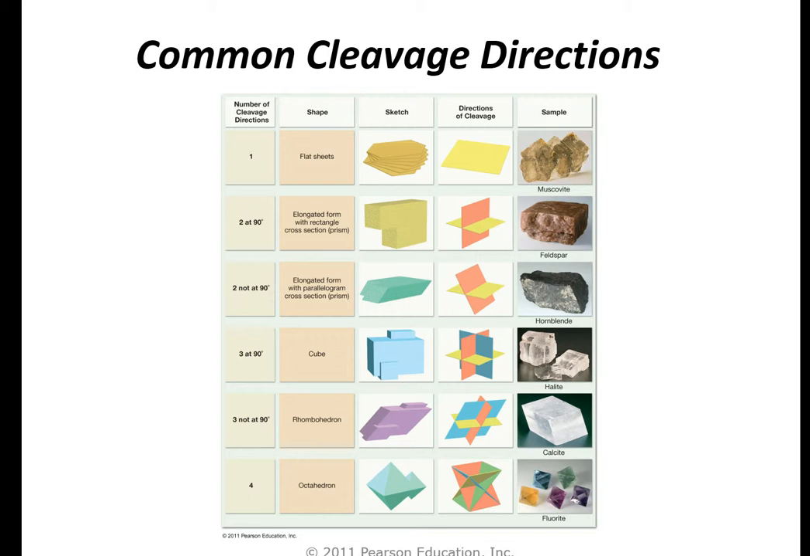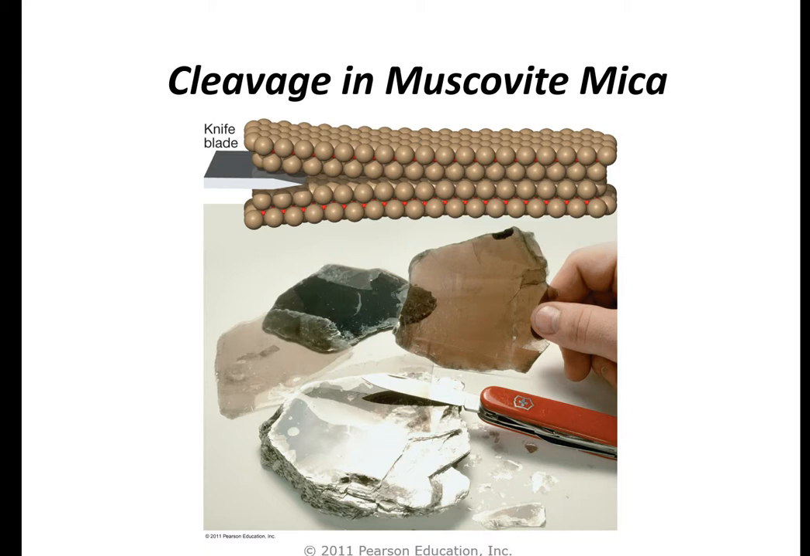Probably the most common cleavage you'd see is with calcite, fluorite, and halite, how it breaks into certain cubical and sheet-like structures. Mica, of which there are two types you'll see in your lab packet, is like sheets. And so it can be easily split apart into thinner sheets, almost like the thickness of a piece of paper.